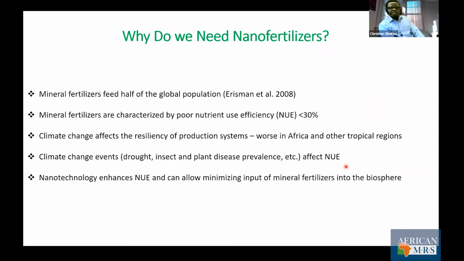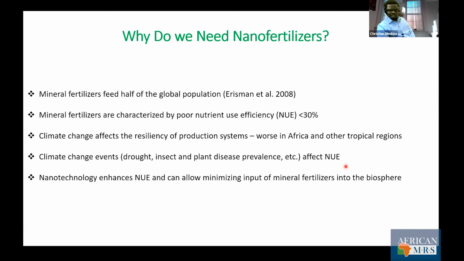So why do we need nanofertilizers? Well, we know that mineral fertilizers such as nitrogen, phosphorus, and potassium feed half of the global population. And these mineral fertilizers are characterized by poor nutrient use efficiency. How plants use them is very low: if you apply any amount of nutrients, the plant only uses less than 30% of it. So that's quite low. On top of that, climate change effects affect the resiliency of our production systems.